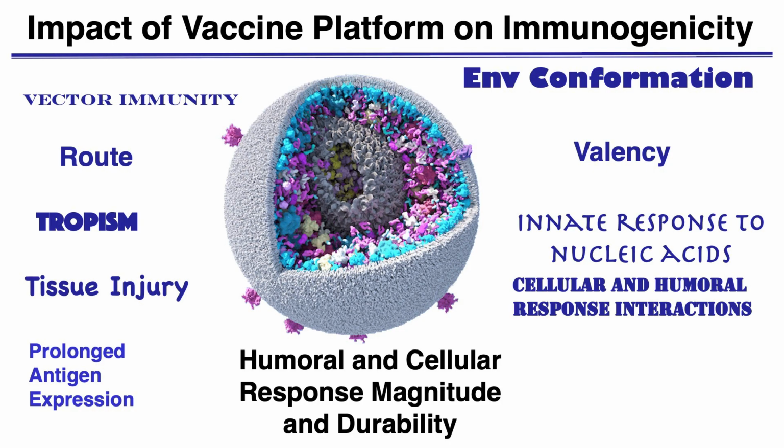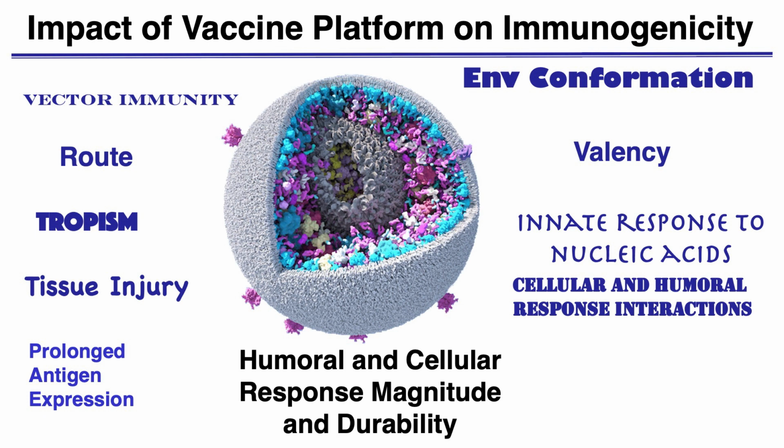So our immune response has evolved not just to see exogenously administered proteins as, for example, split flu vaccines, but to see live viruses. And so we do that by a lot of different features of a live virus that all contribute to humoral and cellular response magnitude and durability.